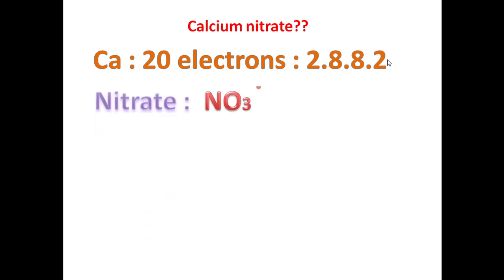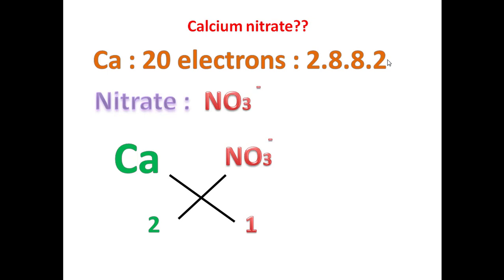Nitrate, which is the formula NO3, has overall charge of -1. We write calcium and its valence electrons below, nitrate with the charge, and then we make a cross multiplication, and it gives us Ca(NO3)2. But here, why did we put brackets? Because this nitrate molecule is multiplied by 2, so it means we have 2 molecules of nitrate.